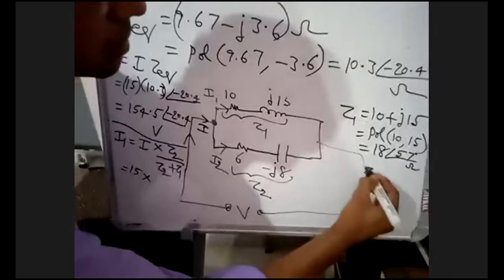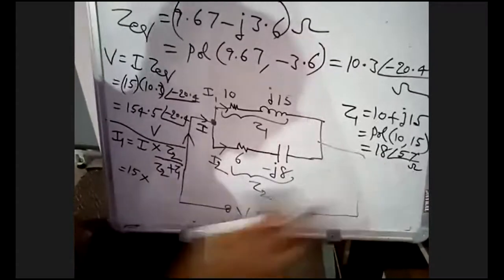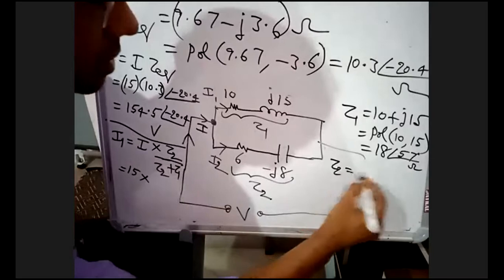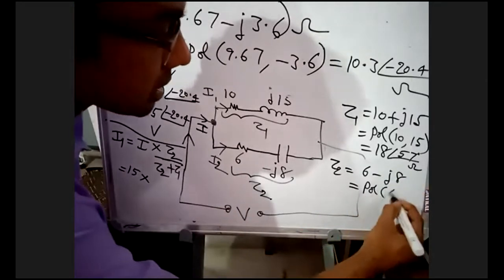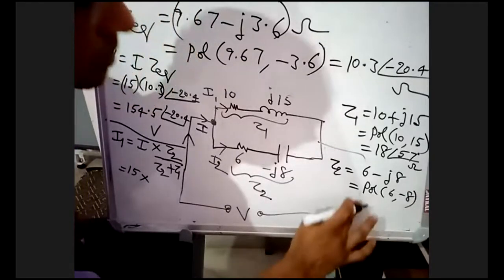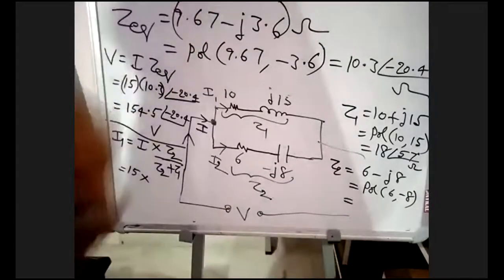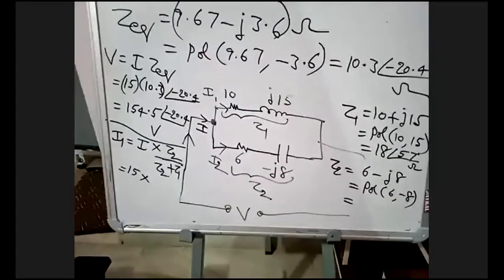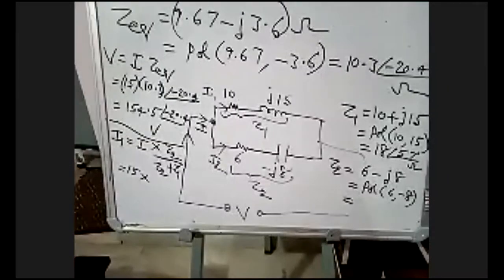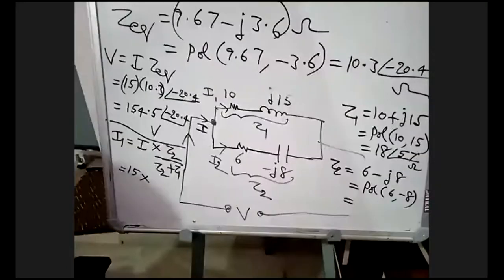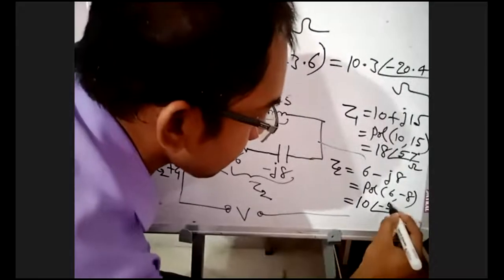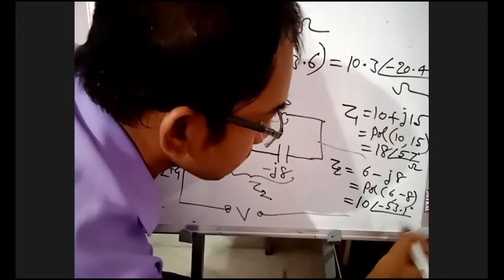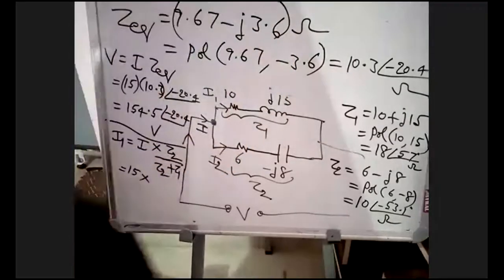Similarly, you do Z2. Z2 is equal to 6 minus J8. Convert this to polar form: 6 comma minus 8. That is equal to 10 at an angle minus 53.1. Your Z2 is 10 at an angle minus 53.1. Go through this. I am coming.